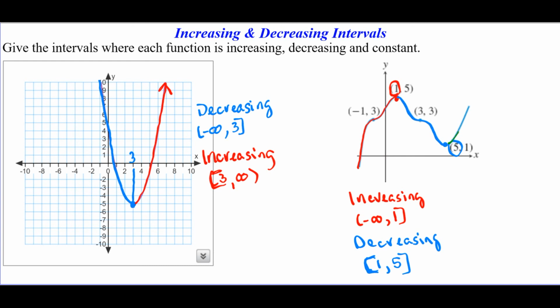And then finally, this last part of the graph, we're increasing, and that would be going forever. So I'm going to add that to the increasing section. So starting at the 5 and going forever to the right, so to infinity.